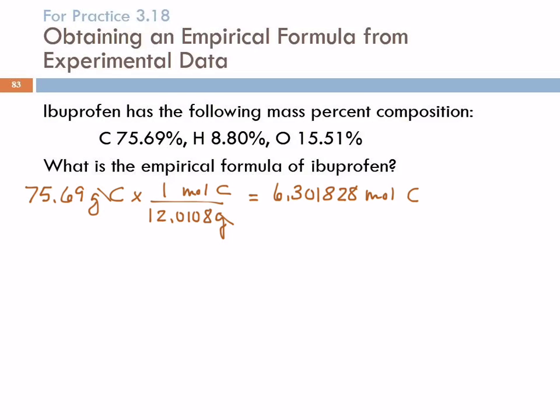How many grams of hydrogen am I going to use? 8.80 grams of hydrogen. So 1 mole of hydrogen, 1.00795 grams. And this is giving me 8.73. There's my minimum sig figs, and I'm going to throw in a couple extras.